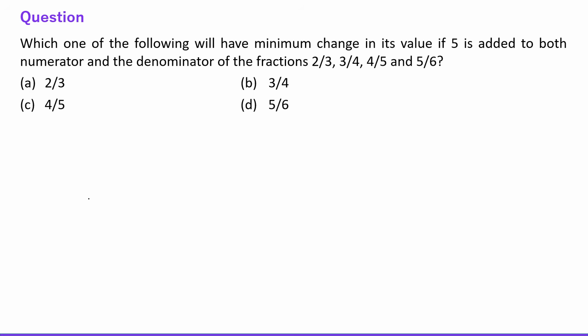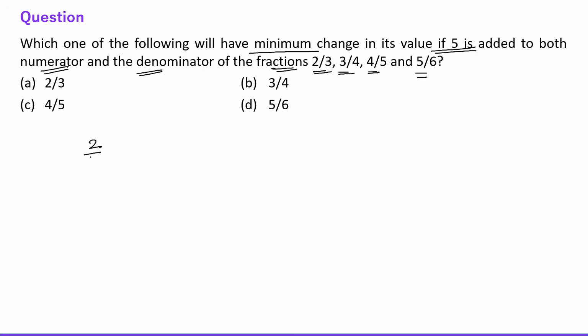Next question is, which one of the following will have the minimum change in its value if 5 is added to both the numerator and the denominator of the fractions 2 by 3, 3 by 4, 4 by 5, 5 by 6?